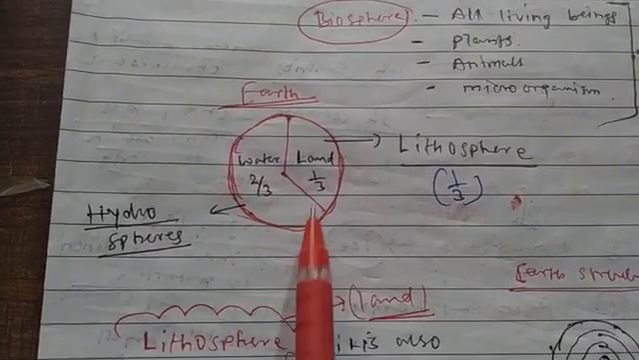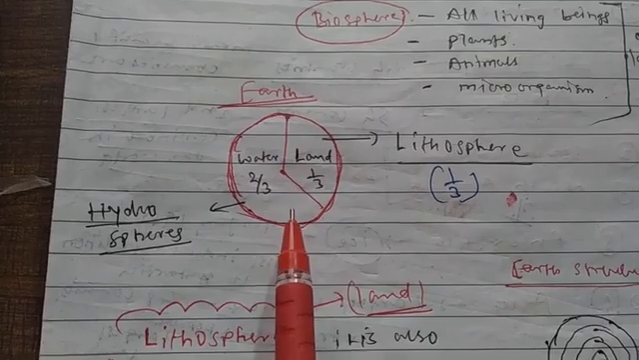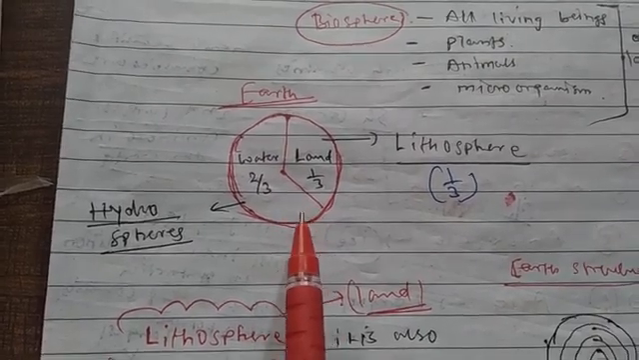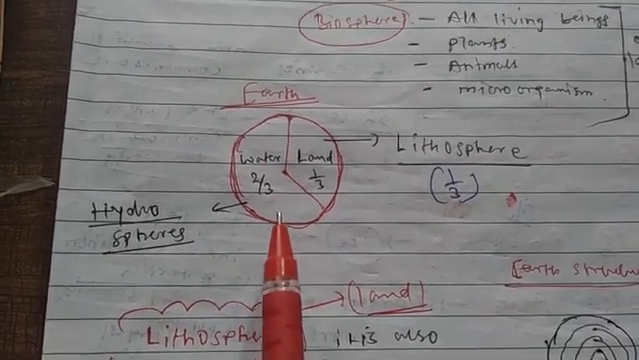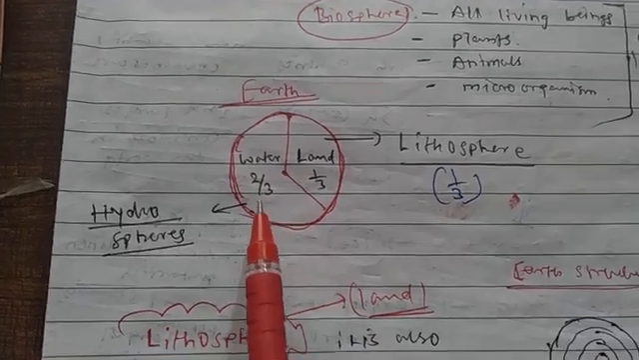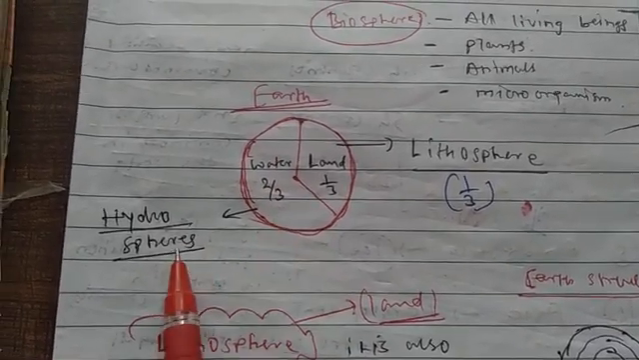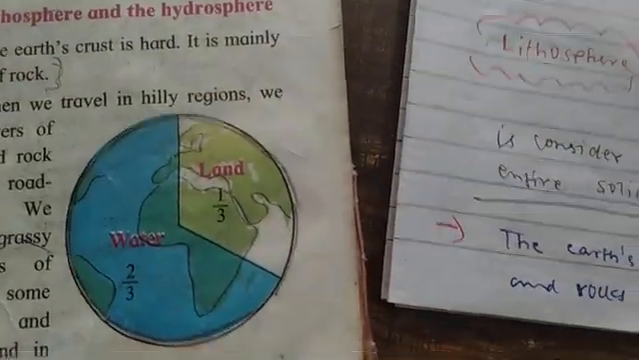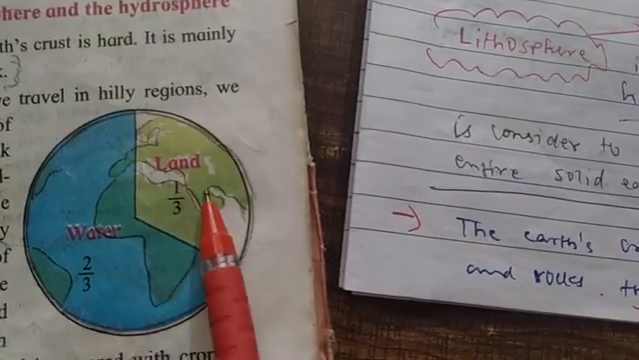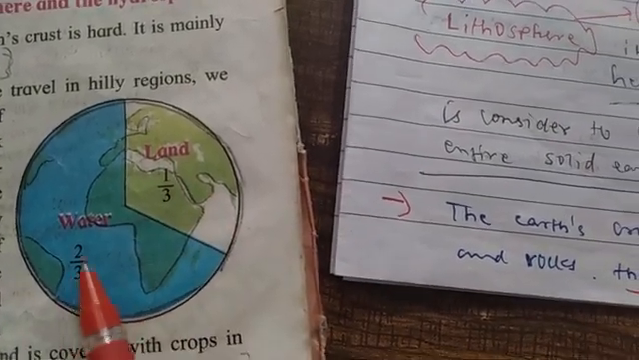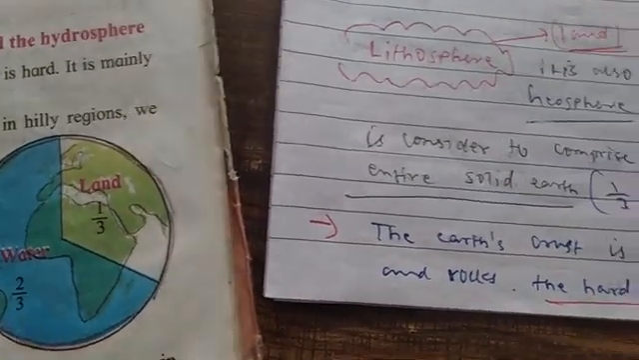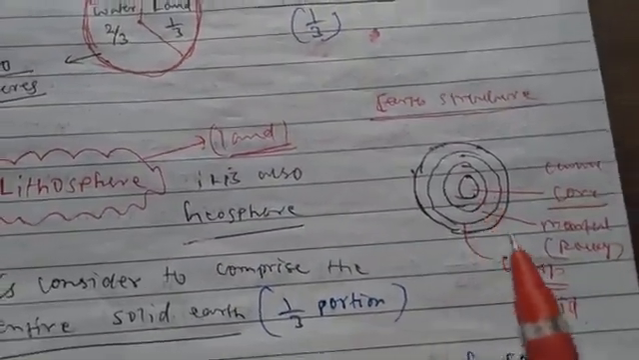You have already studied this in the first lesson, the introduction of the earth. Why the earth is called the blue planet: at that time you studied that more than 70% of the earth is covered by water, and that is called the hydrosphere. Now I want to show you the picture in the textbook. See, this is the land portion, and this is the water portion.